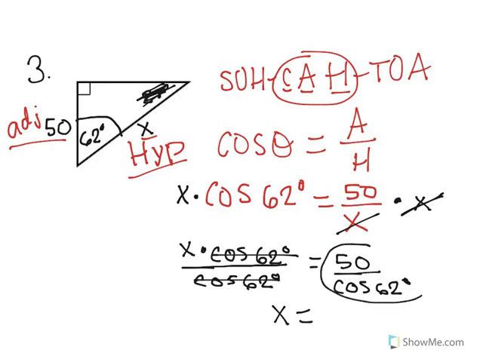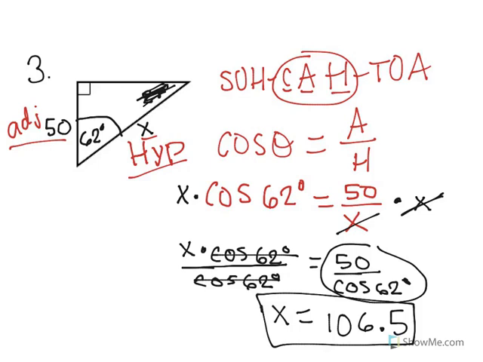Equals, and then just put this in your calculator. 50 divided by, hit your cosine button, and then type in 62. And you should get 106.5. So that is how you use your three trigonometric ratios to solve for missing sides of right triangles.